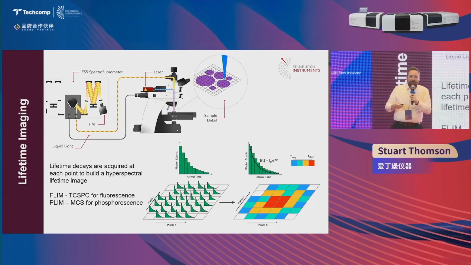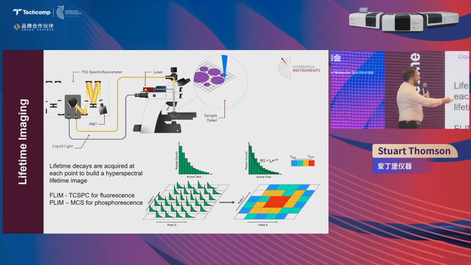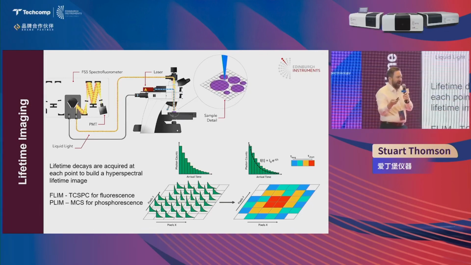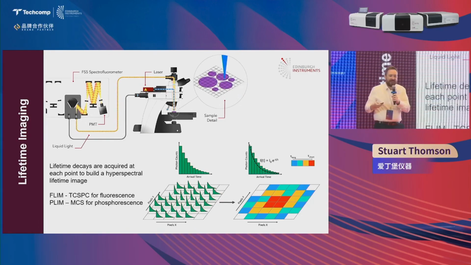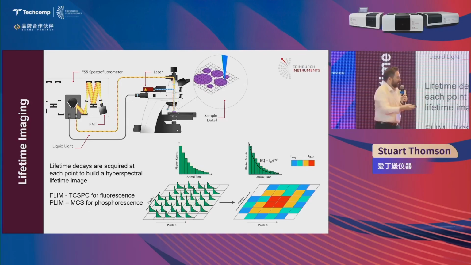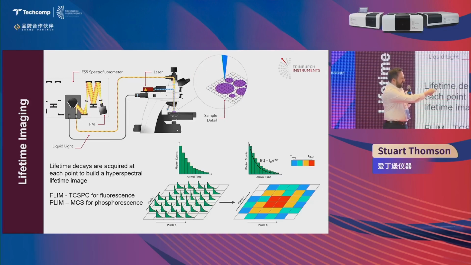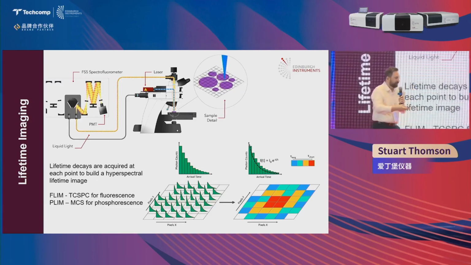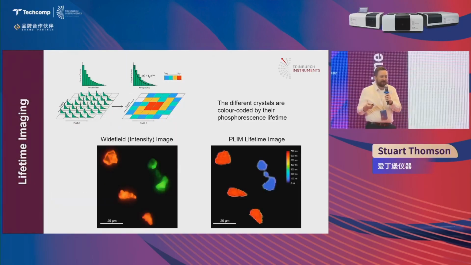Now moving on to lifetime imaging. If we use the motorized stage of the micro-PL, we can create our lifetime map. We can use the TCSPC or MCS electronics of the FS5 to record fluorescence or phosphorescence decays at each point on our area, and then we can calculate the lifetime and create a color-coded image. This is an example of what this would look like for this sample.